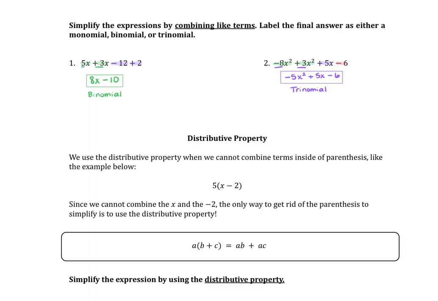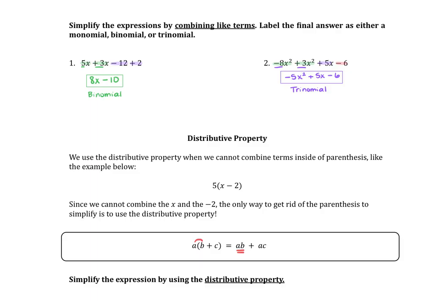So when this happens, I actually take the value that's out in front of the parentheses and I multiply it by every term inside the parentheses. So I'm going to look at this box right here. This is actually the rule of what the distributive property says. It says I can say A times B, which gives me AB.